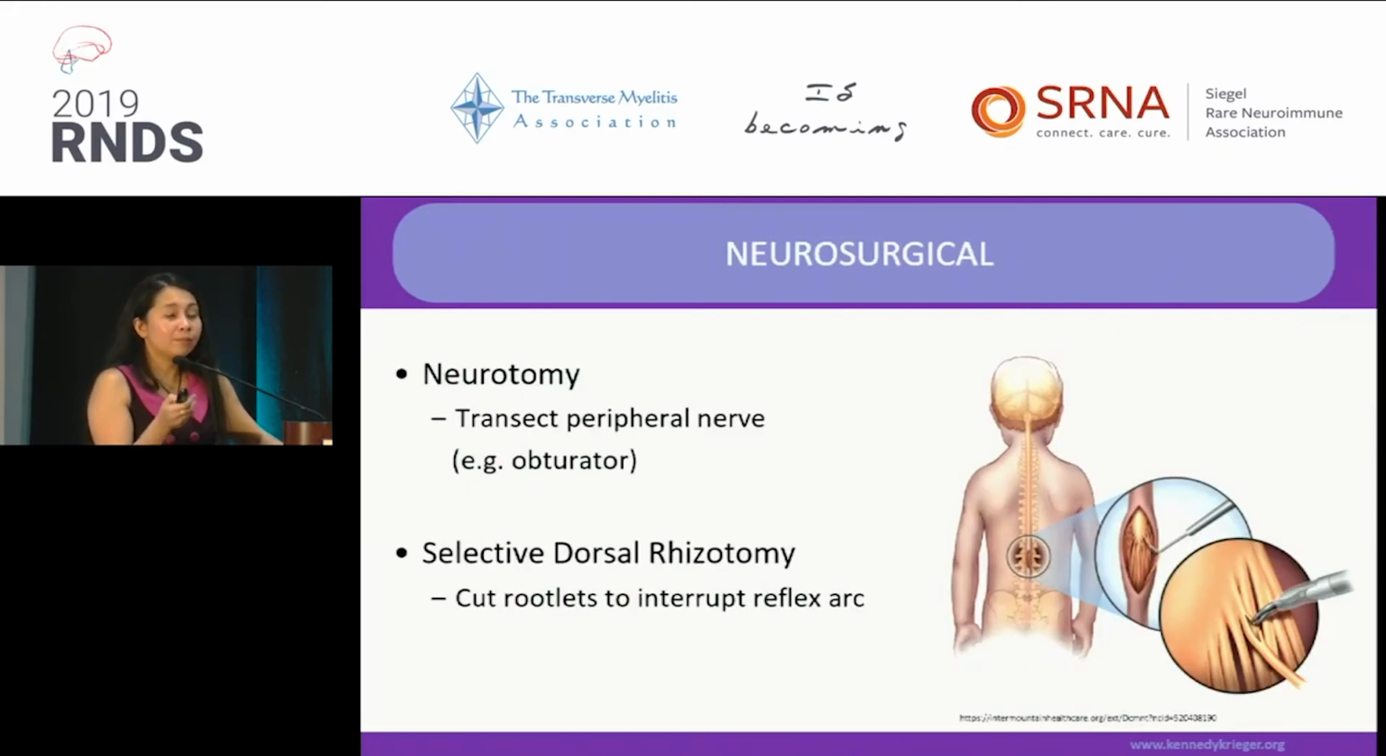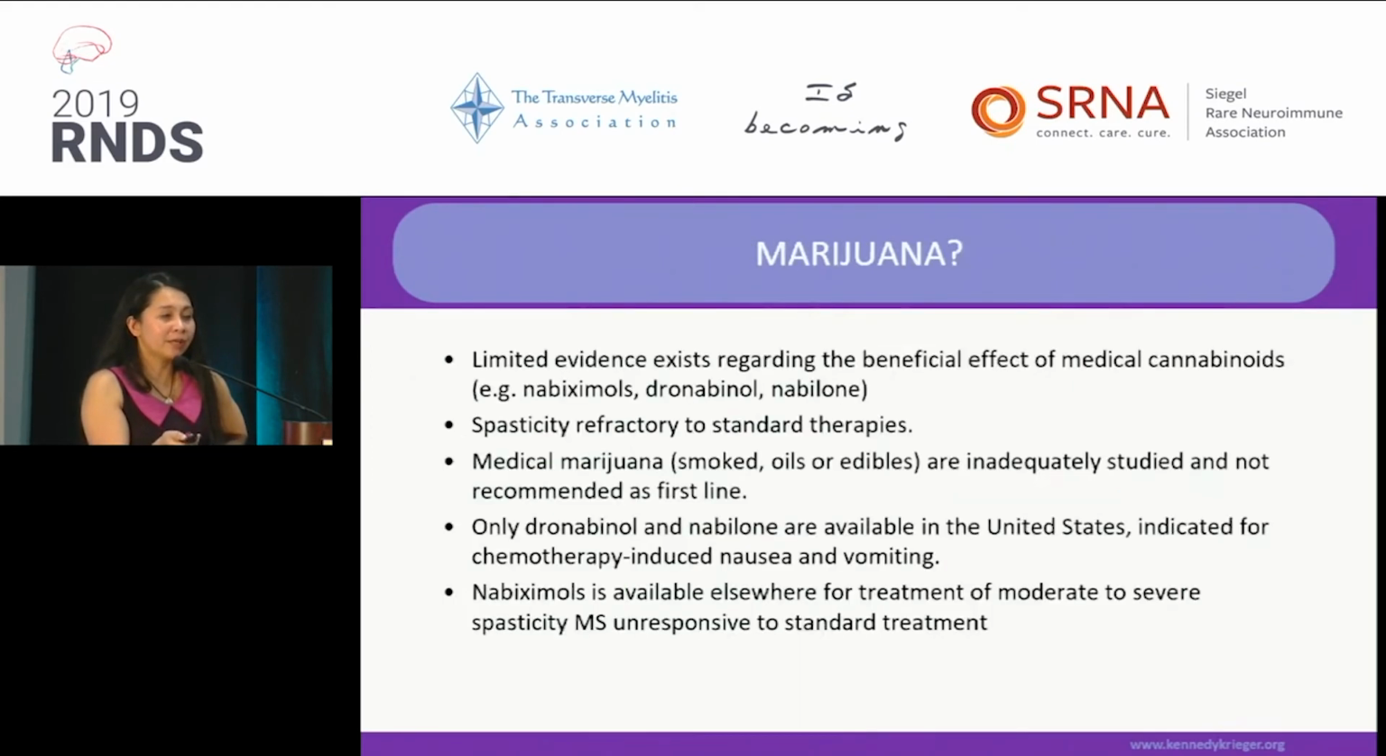Okay, so for example, if you have spastic adductors, your legs are crossing, they would cut the nerve that's powering those muscles. Or selective dorsal rhizotomy, this is really quite invasive. They cut the back roots, the dorsal roots of your spinal cord, where all of the sensory climbs up to get to your spinal cord and brain.